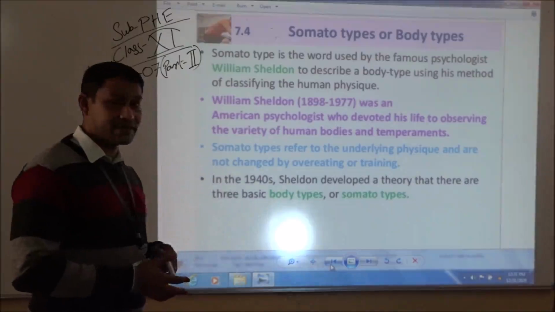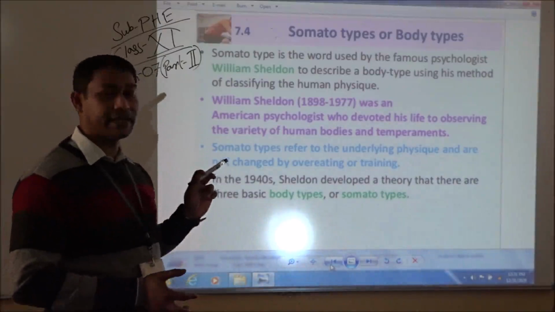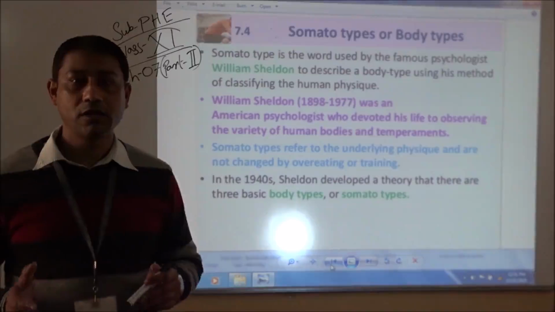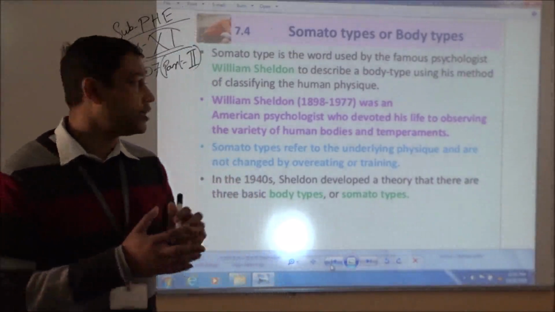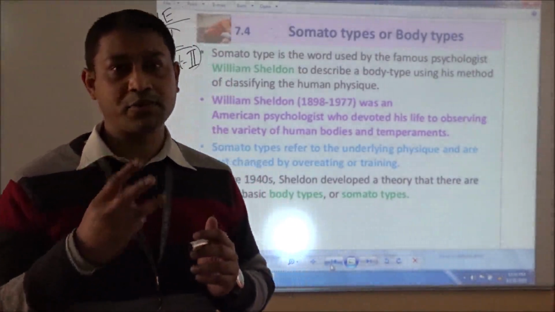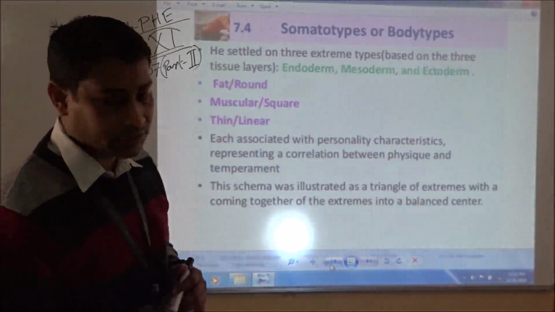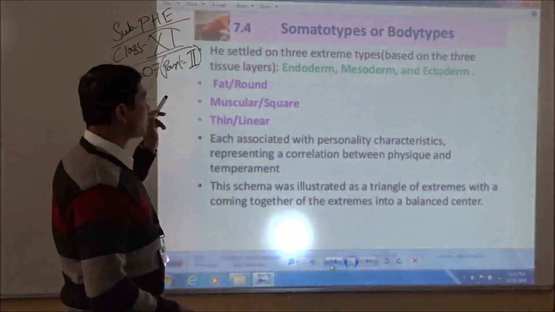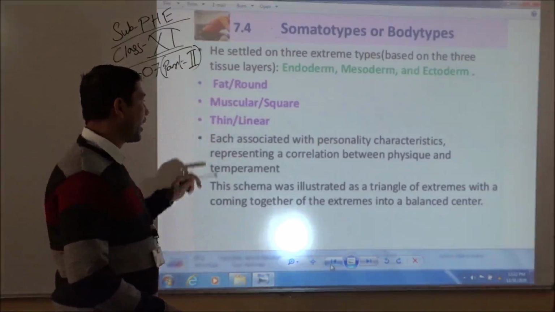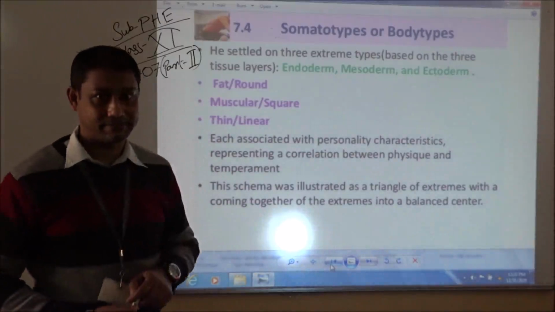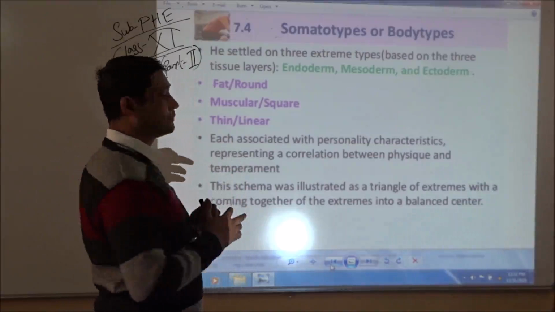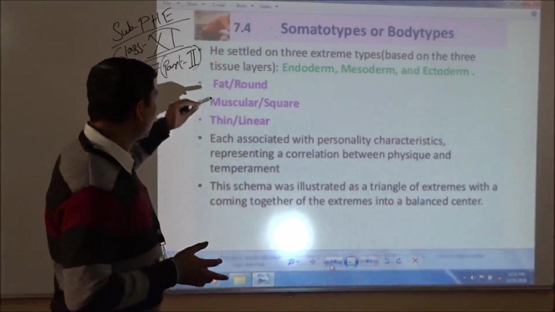In the 1940s, Sheldon developed the theory that there are three basic body types or somatotypes. That means William Sheldon has classified three types of body. They are on the basis of fatty and round, muscular or square, thin and linear. So on these three bases, William Sheldon has classified the body types.